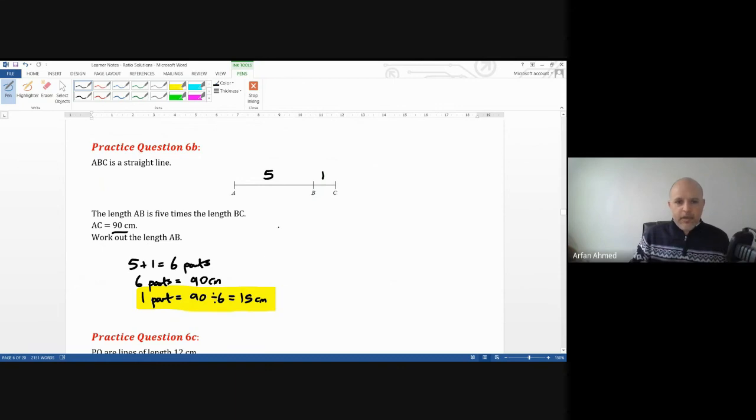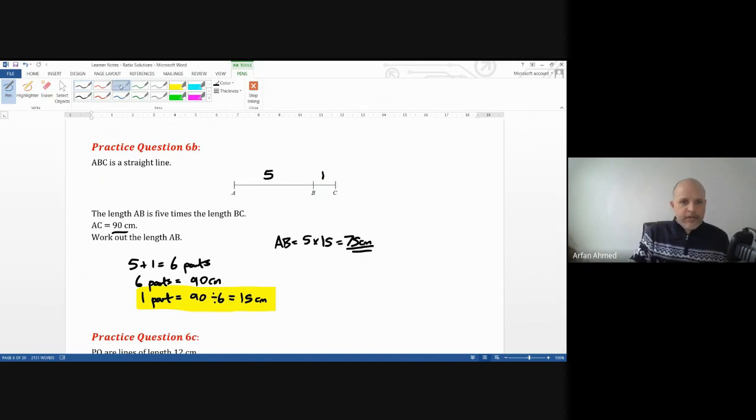Work out what AB is. Well, AB was 5 parts, so AB is going to be 5 times 15, which is 75? Let me just double check. Yeah, 75 centimeters. There's your answer. Yeah, or you could have used algebra.